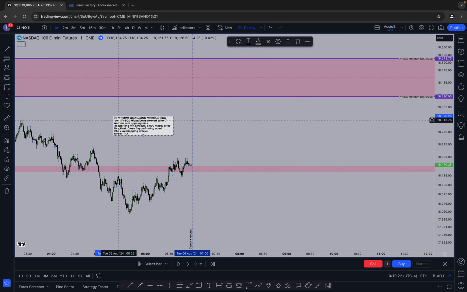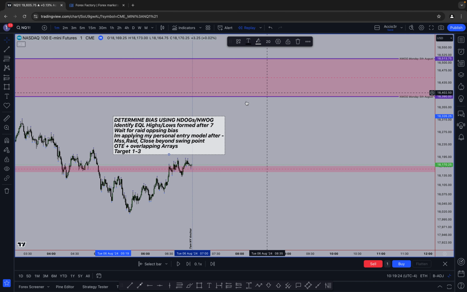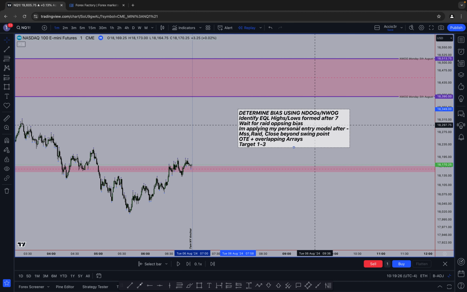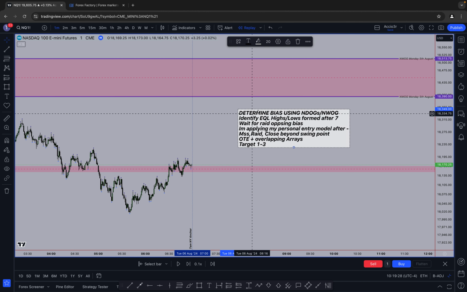So first step is determining the bias, and I'm going to be doing that like he did by using new week opening gaps and new day opening gaps. And after 7 o'clock, I want to identify equal highs and lows, and I'm waiting for a raid to happen opposing my bias. So if I'm bullish, I want to raid sell side liquidity and target a 1 to 3.